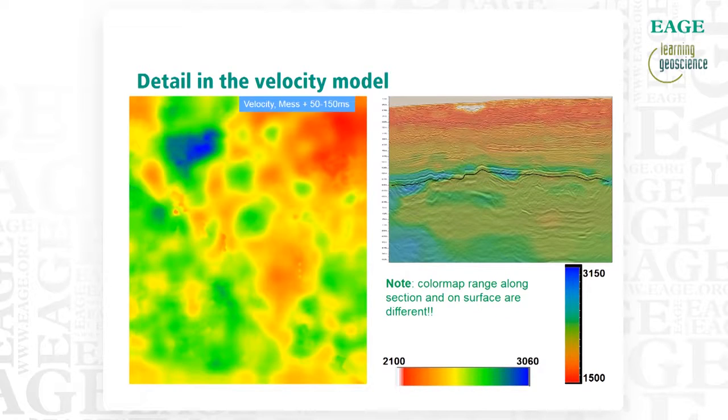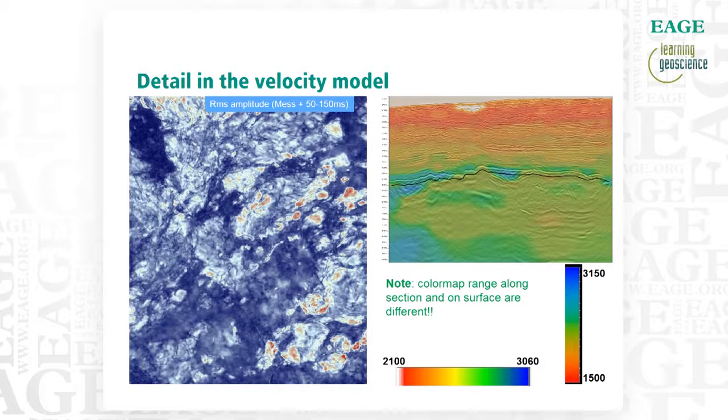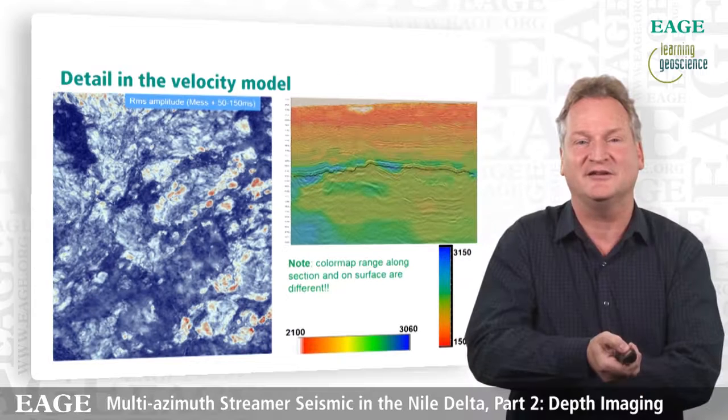So if we go to a deeper horizon, and now we're cutting through the Messinian, you can see that we can see velocity variation along the Messinian, some faster and some slower areas. And if I go forward to the seismic, you can see that some of these areas actually do line up with brighter amplitudes, or actually very opaque seismic character.